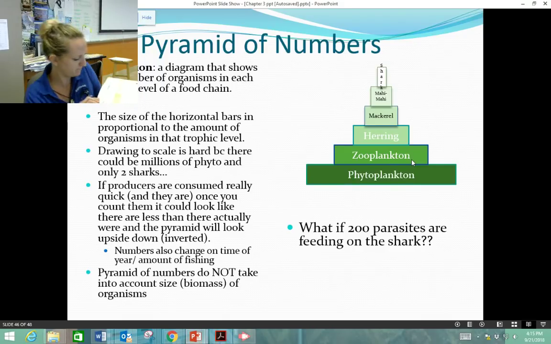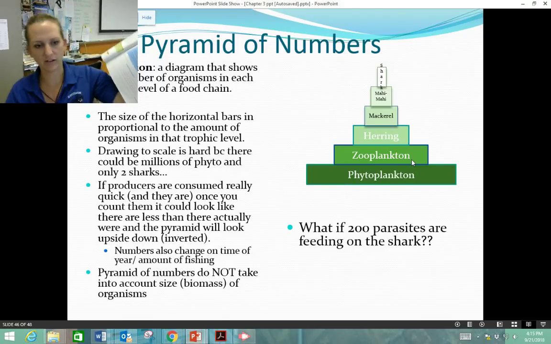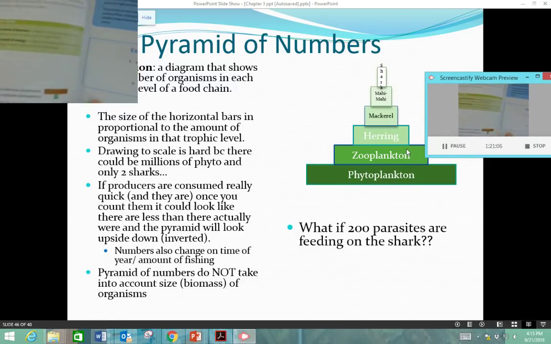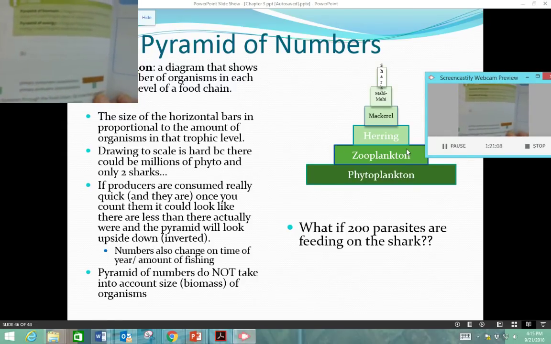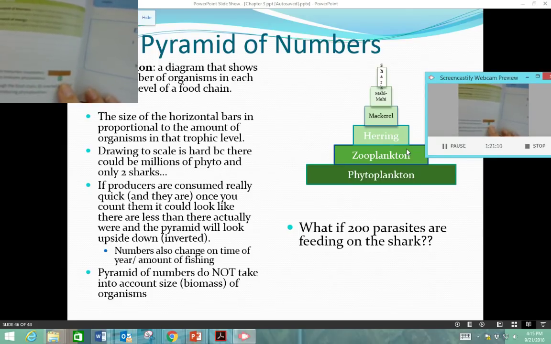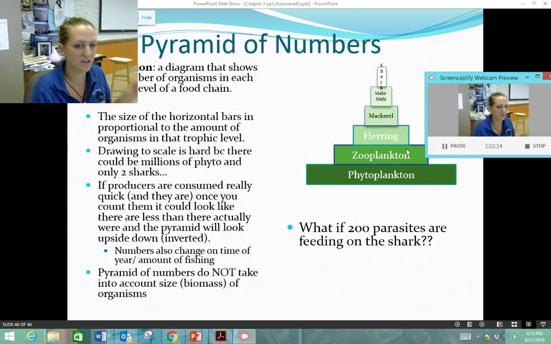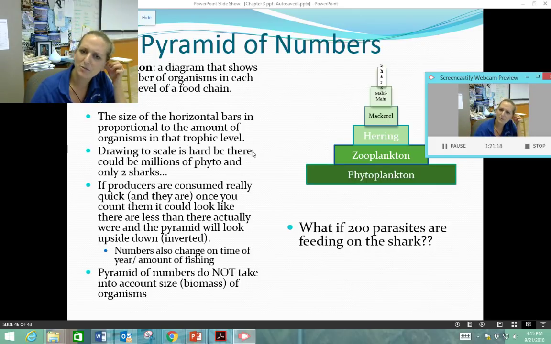I'll show you this one. Oh, hold on. I don't know if you can see. There we go. Okay, so that's inverted. And the green is phytoplankton. The orange is zooplankton. But that's one of the issues with trying to do pyramid of numbers in a marine ecosystem. You just can't, especially for your producers.